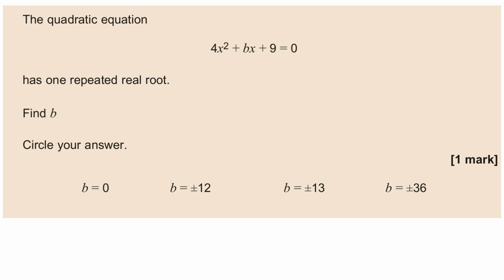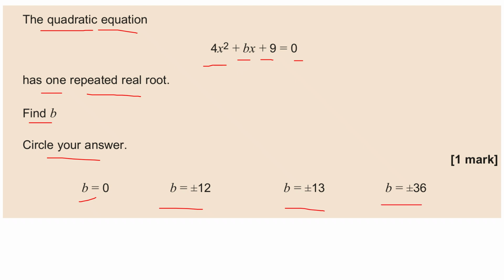Okay, folks, in this year 12 or year 13 maths AS question, or A-level question, we are told that the quadratic equation 4x squared plus bx plus 9 is equal to 0 has one repeated real root. Find b. Is it b equals 0, b equals plus or minus 12, b equals plus or minus 13, or b equals plus or minus 36?